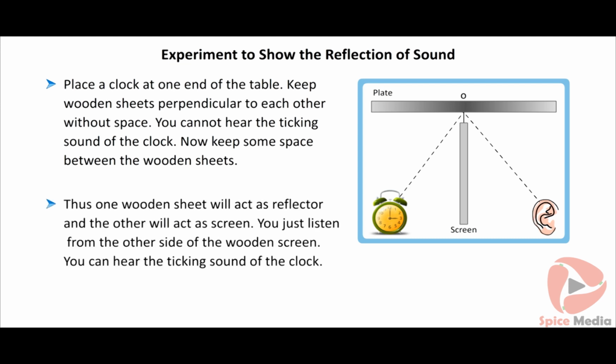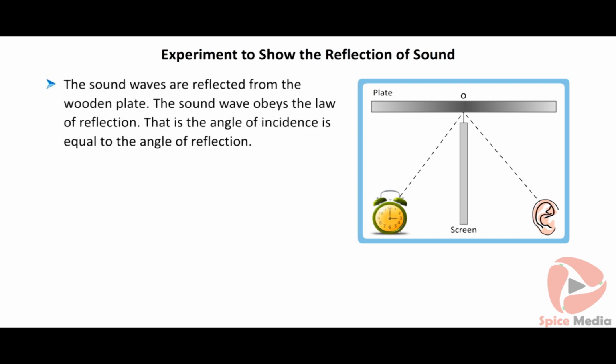You just listen from the other side of the wooden screen. You can hear the ticking sound of the clock. The sound waves are reflected from the wooden plate. Now see the animation to understand clearly. From the animation, we understand that the sound wave obeys the law of reflection. That is, the angle of incidence is equal to the angle of reflection.